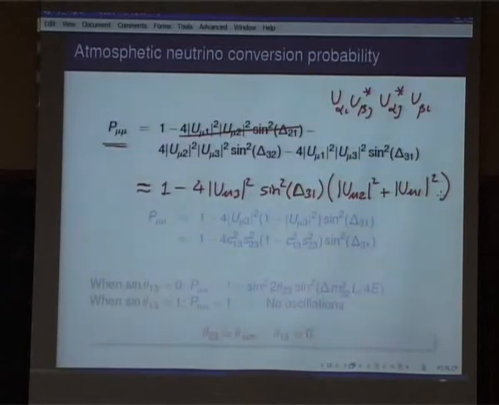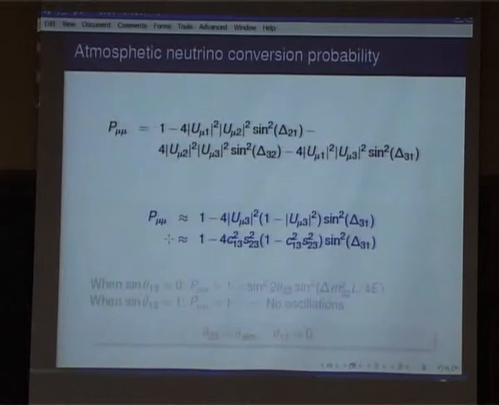Again, use linearity. This sum is equal to 1 minus U mu 3 square. So then you get P mu mu as 1 minus 4 times U mu 3 square, 1 minus U mu 3 square, times sine square delta 31. So all this complicated mess, even for the case of atmospheric neutrinos, boils down to a simple equation.